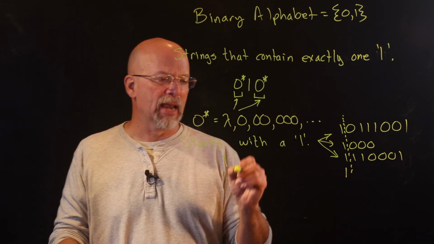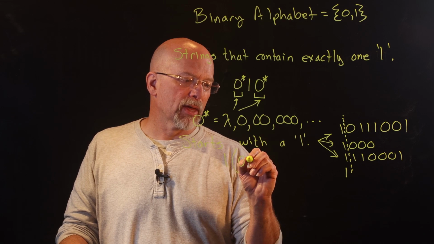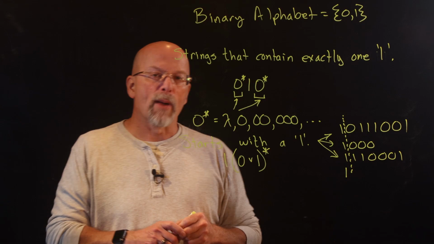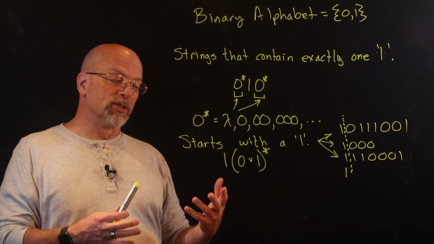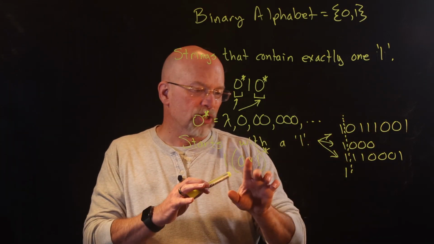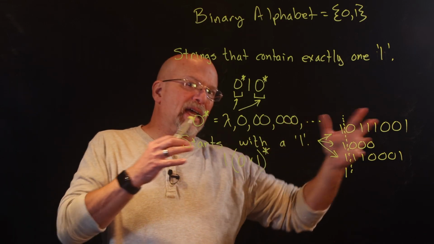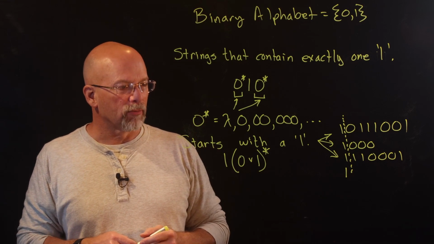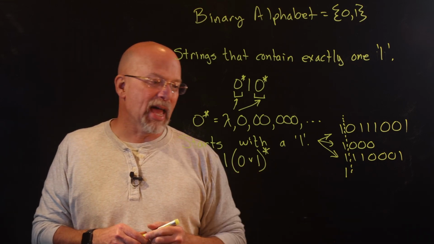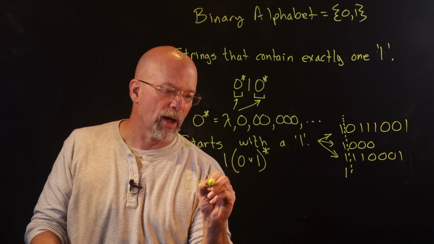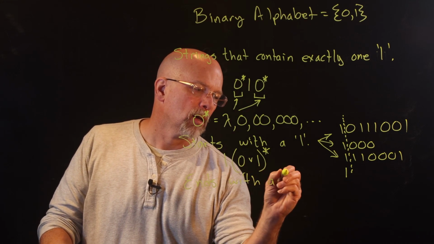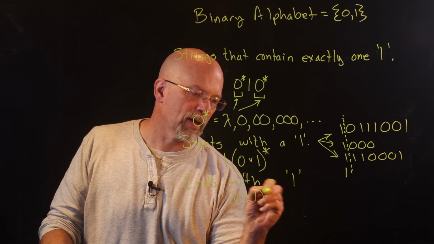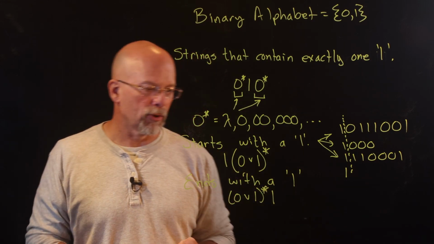Well, how would we do that? Well, remember from before that 0 or 1 star represents any possible sequence of 1s and zeros. It'll represent anything. Just keep picking one or the other and keep concatenating them together until you get whatever string it is that you're looking for. So starts with a 1. And heck, we could do ends with a 1 too, right? That would just simply be any string of binary from the binary alphabet followed by a 1.